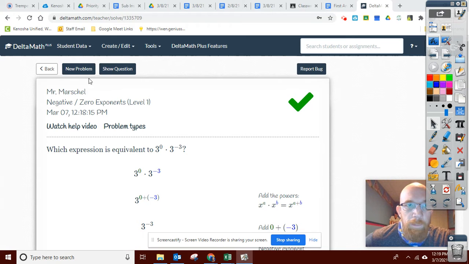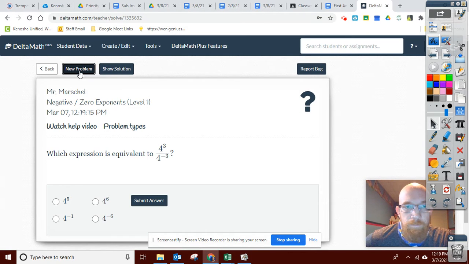Let's take a look at a new problem. Which expression is equivalent to what's going on here? It looks like there's division.